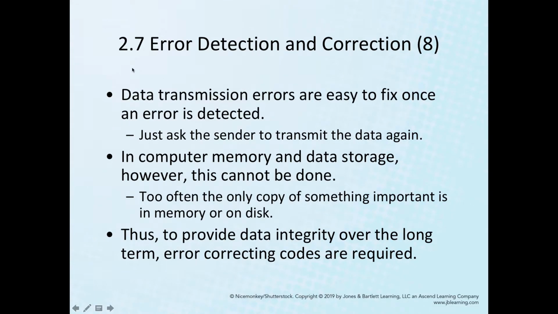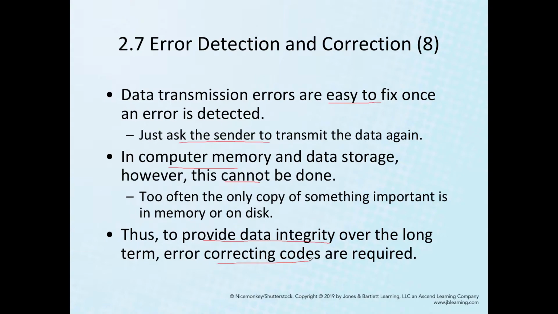If an error occurs during data transmission from one place to another, it is relatively easy to fix the error by asking the sender to retransmit the data. However, within the computer system, especially between memory and some other place like a CPU, this cannot be done. Too often, the copy of the data is important, and if a read fails, asking to send again is not a very practical solution. Thus, to provide data integrity over the long term, error correcting codes are required.